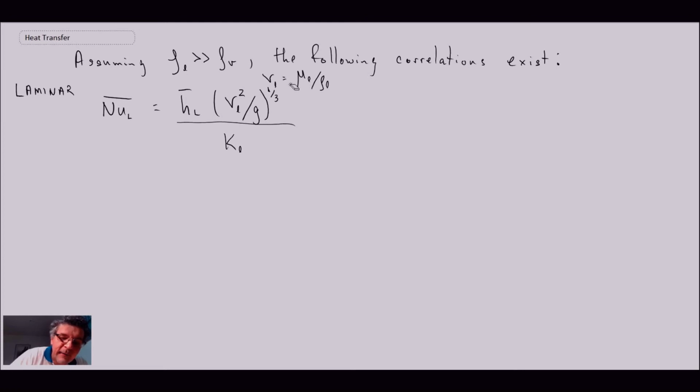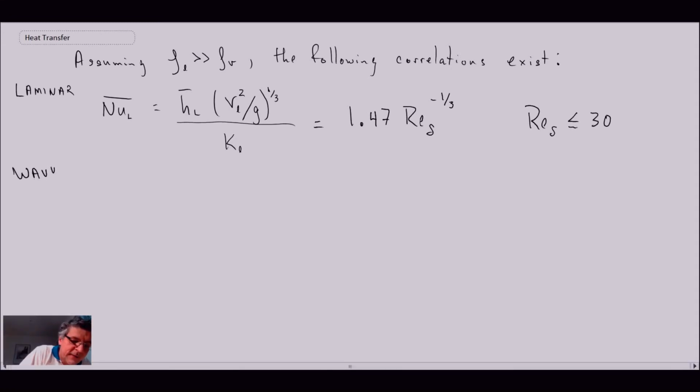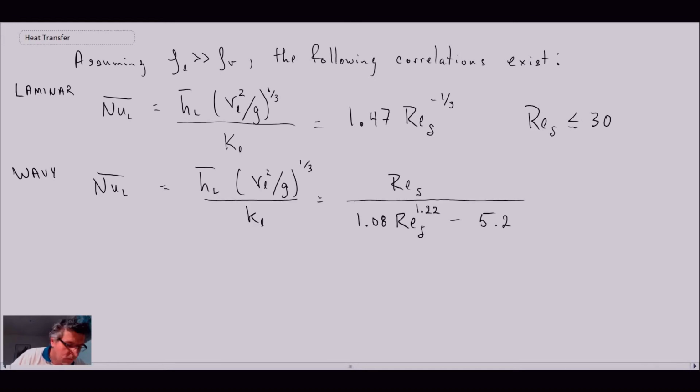Let me get rid of the kinematic viscosity, it's just going to confuse things. This is then given by the following expression, and this obviously would apply only in the laminar flow regime. That means that the Reynolds number has to be 30 or less. Going on into the wavy regime, this would apply for Reynolds number between 30 up to 1800.